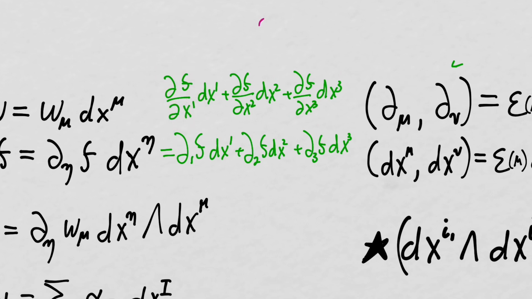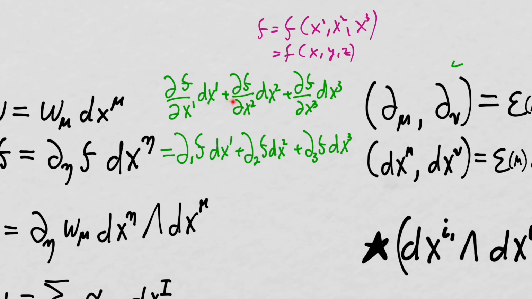Remember, f is a function of x1, x2, and x3, which is the equivalent of saying f is a function of x, y, and z in the Gibbsian presentation, but it's the same thing. x1 is x, x2 is y, x3 is z. So this turns out to be a function of x1, x2, and x3 as well.